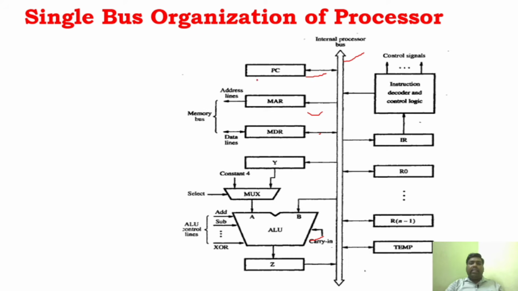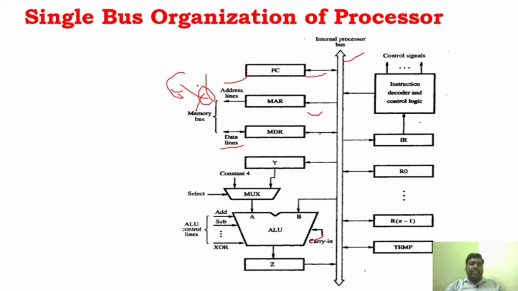Apart from that, there will be an external bus. The external bus is nothing but the address bus and data bus. You know that there are three buses: address bus, data bus, and control bus. So address lines and data lines will be in the external bus. These are the external bus, okay?